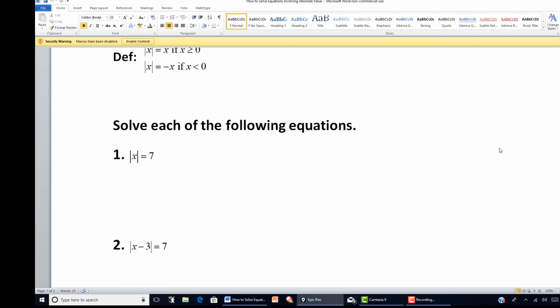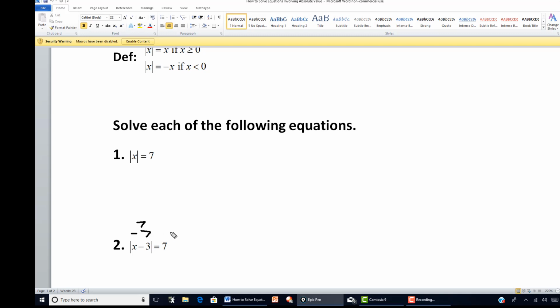Let's look at the next one. Again, we have one absolute value and it's isolated. So in the same way, because I have x minus 3 in between the absolute value bars, then the only way that this can be equal to 7 is if what I have inside is either a 7 or a negative 7.